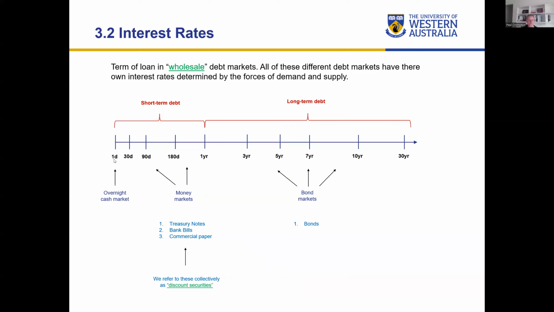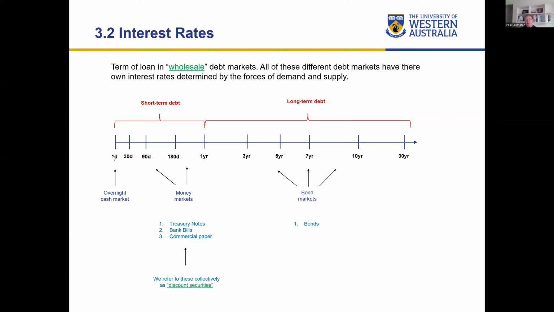Now, the 1 day market is a very special market, and we'll be devoting an entire video to that market, because this 1 day market for money is where the Reserve Bank intervenes and implements monetary policy through that market. It's called the overnight cash market. And the interest rate in this particular market is called the cash rate.